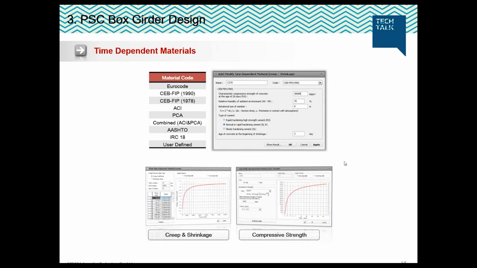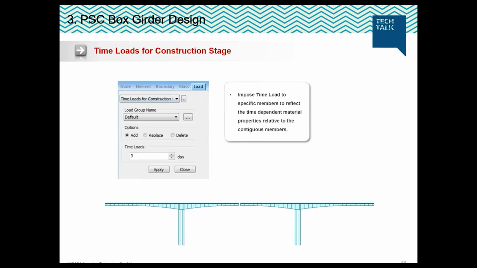Time-dependent material is the same as I already explained for the PC girder. And there is another useful function, time load, in case of the FCM bridge. Let's say you have two different piers which have exactly the same geometry, but due to some conditions of the field, you cannot make the same construction. You cannot start the construction at the same time.